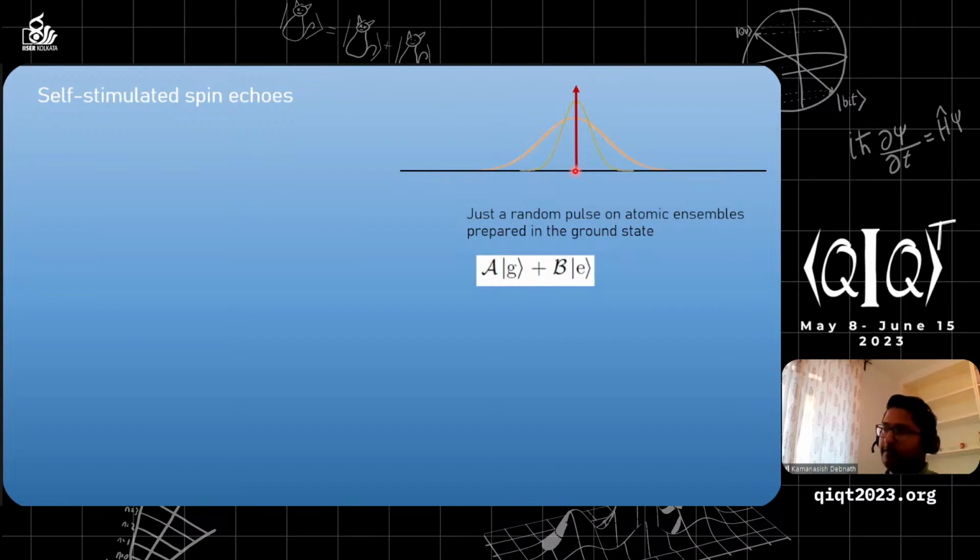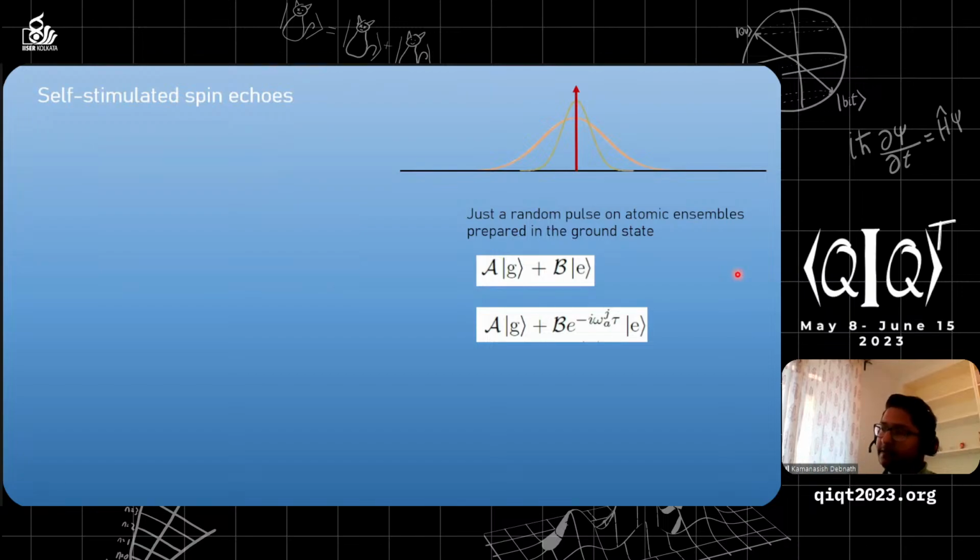We don't know what is the value of A and B. Let it be anything. Let's keep it as general. And then after a time t, the E component will evolve. Now here I have used the superscript J because there are many atoms, but I missed it in the previous slide, but I hope you understand. And then after another time t, we apply another pulse.